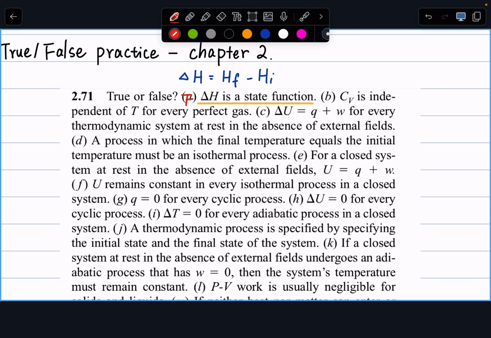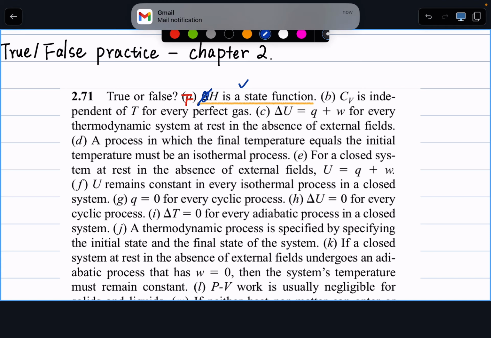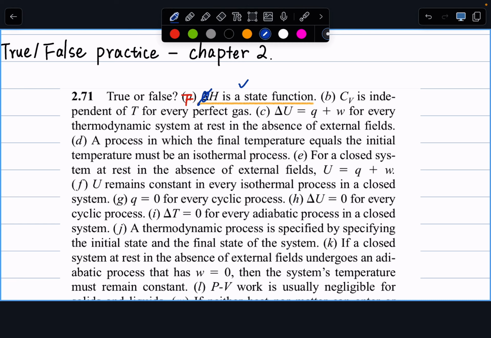Thinking about how to make this statement true, H itself is a state function. So if we remove the delta here, this becomes a true statement. Yes? So are you saying that delta H is path dependent? It's not path dependent, but it is at the same time not a state function. Delta H describes the difference between two thermodynamic states, and that is why it is not a state function. A thermodynamic state function describes a specific thermodynamic state, right? All right, next up.